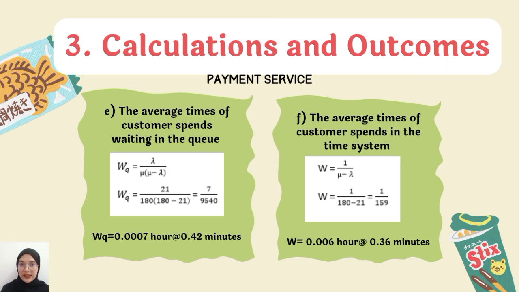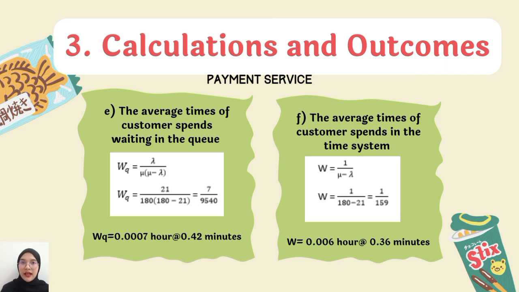Substituting the given values, WQ equals 21 over 180 in bracket 180 minus 21, equals 7 over 9540, approximately 0.0007 hours. Converting this to minutes, WQ is approximately 0.42 minutes. This means a customer spends on average 0.42 minutes waiting in the queue.